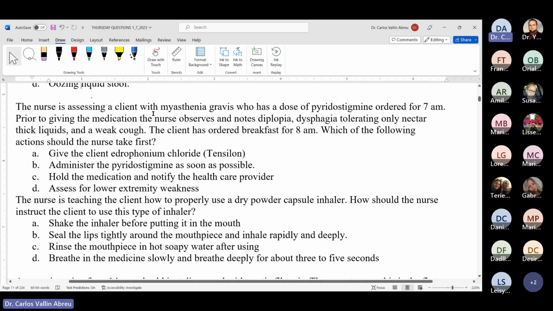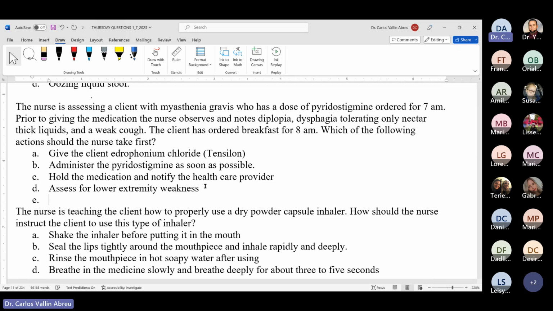The nurse is assessing a client with myasthenia gravis who has a dose of pyridostigmine ordered at 7 a.m. Prior to giving the medication, the nurse observes and notes diplopia, dysphagia, tolerating only nectar-thick liquids, and a weak cough. The client has breakfast ordered for 8 a.m. Which of the following actions should the nurse take first?